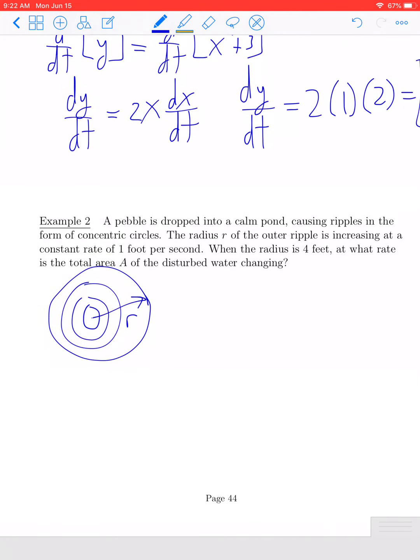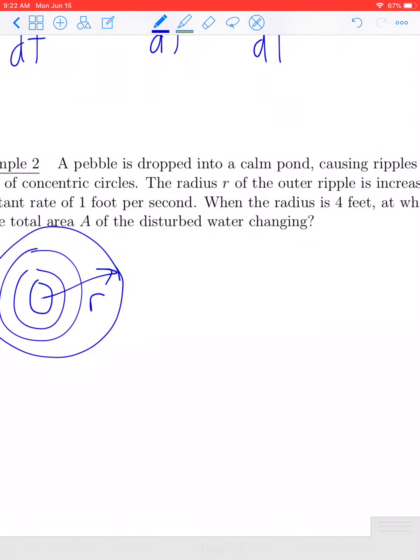Okay. So as time increases, after we throw the stone, as we watch the passage of time, we see that the outermost circle gets larger and larger and larger. We want to know when the radius is 4 feet, at what rate is the total area of the disturbed water changing? So we need a formula for the area, and this is going to be the area of a circle. We know area of a circle is pi r squared.